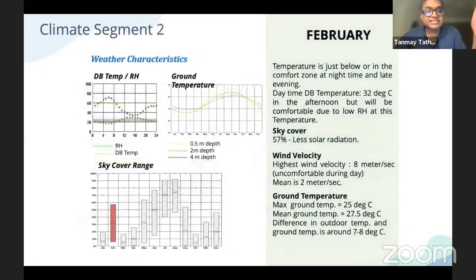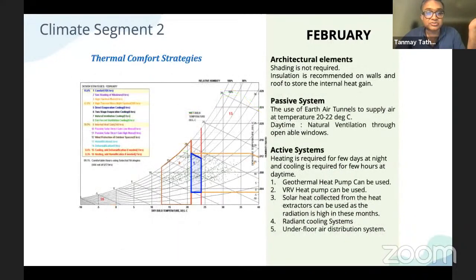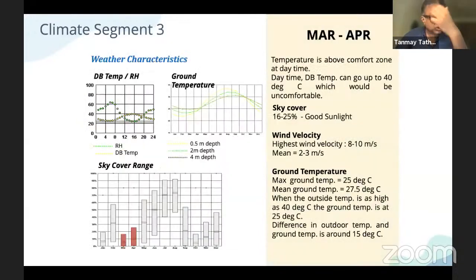I do this for every season. I see February is great, it's mostly comfortable, not much required to be done. Then I go to March, April, and the temperature changes. You see most of the time the temperature is around 40 degrees, right? Daytime temperature is up to 40 degrees. But the sky is clear, right? Ground temperature in this season is around 27 degrees.